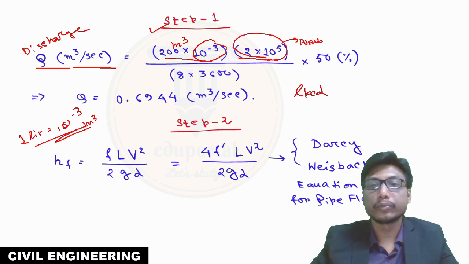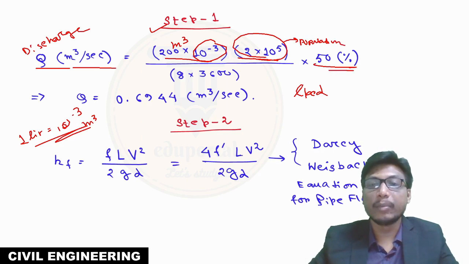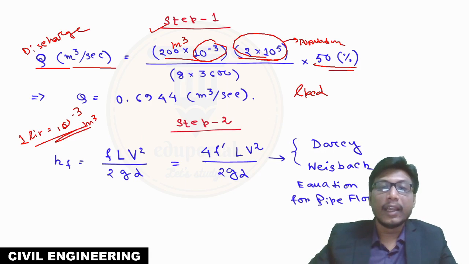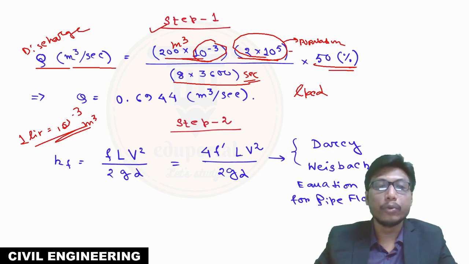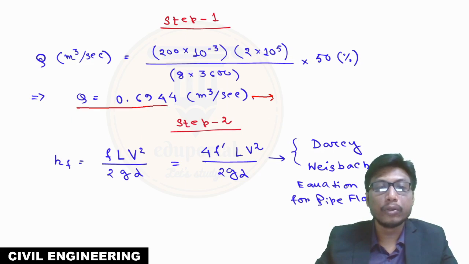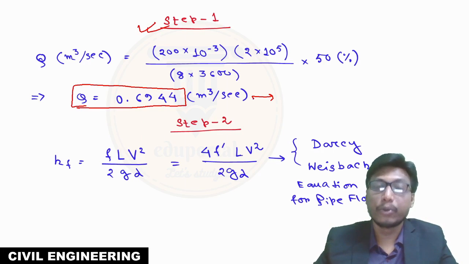Then 50% of the maximum daily demand has to be supplied at the rate of 8 hours per day. So 8 hours means 8 into 3600 seconds. So this is meter cube, this is population, and this is seconds. We get the discharge Q equal to 0.06944 meter cube per second. This is number one. Now step number two.